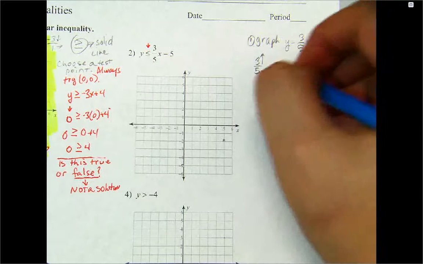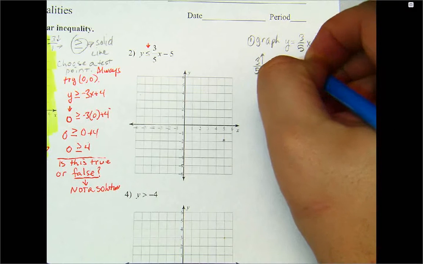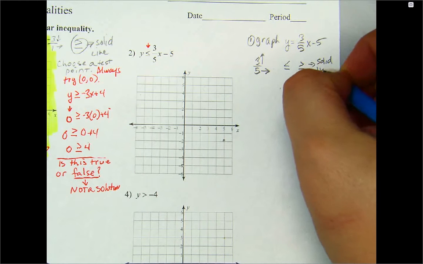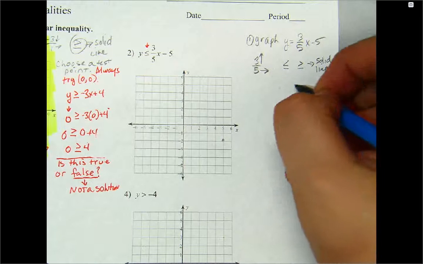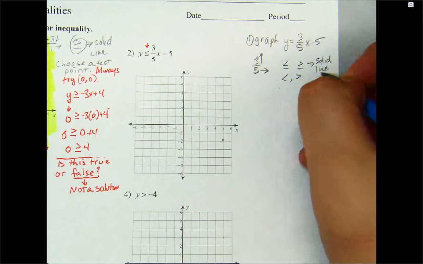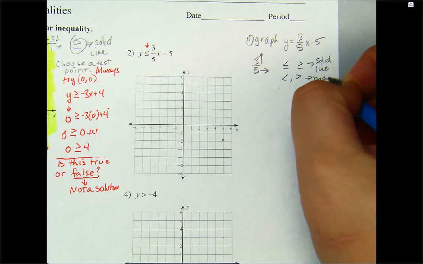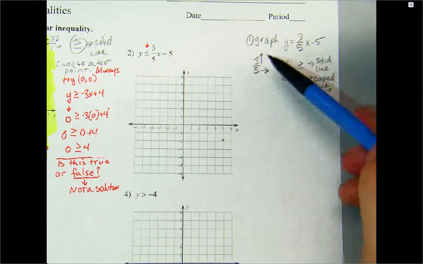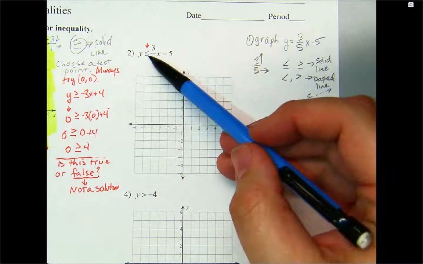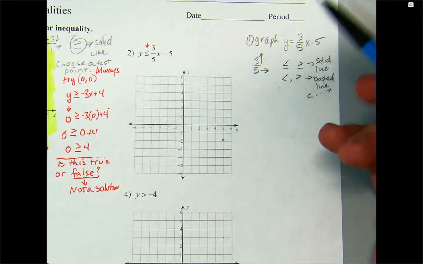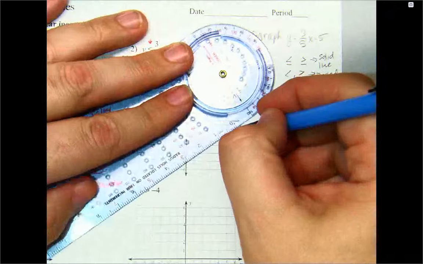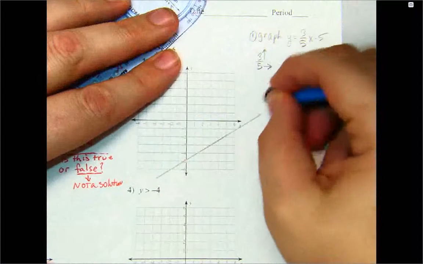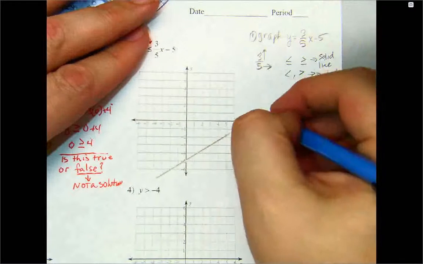Now, if you see these symbols, we're going to use a solid line. If you just see less than or greater than, we're going to use a dashed line. So we'd use something like that. Now, is this going to be solid or is it going to be dashed? It's solid. So I'm going to draw the solid line. And whenever you draw the graph, for me, you're going to draw it with a straight edge of some kind.